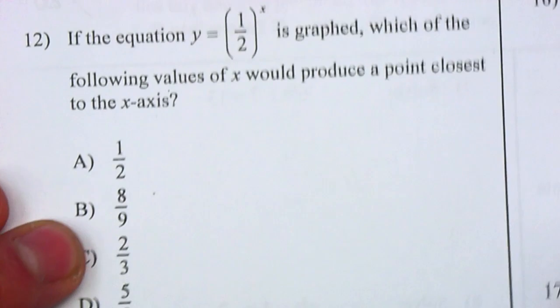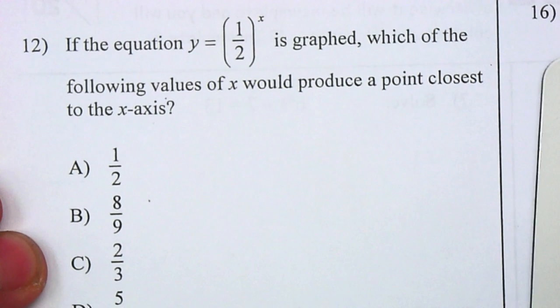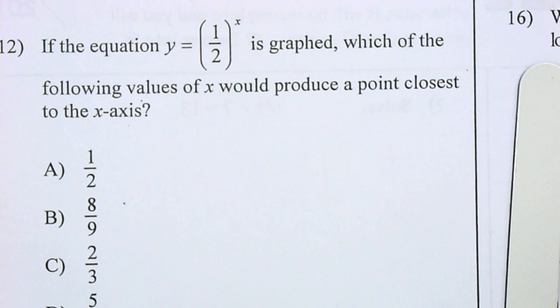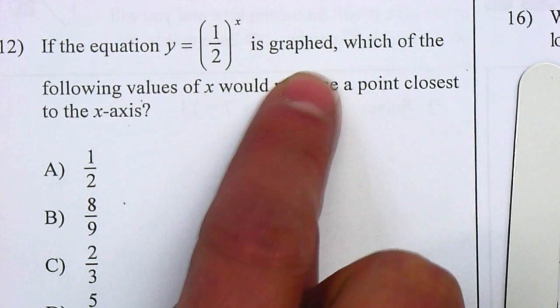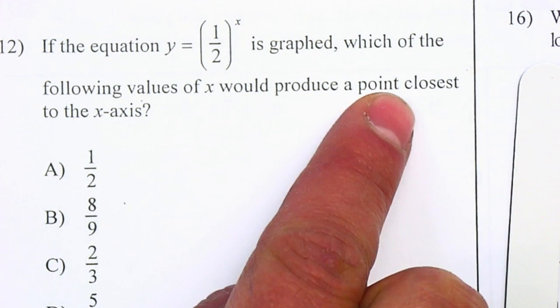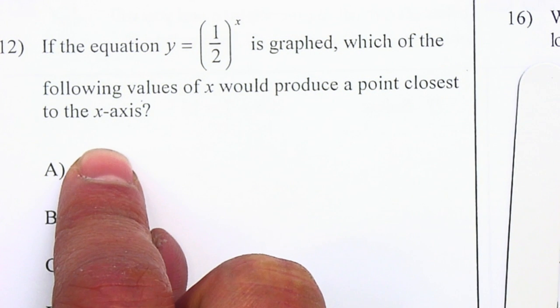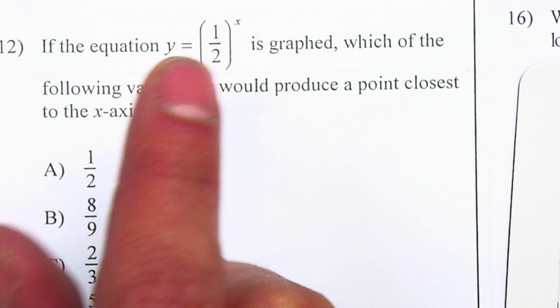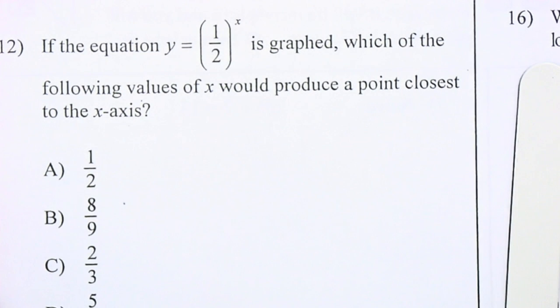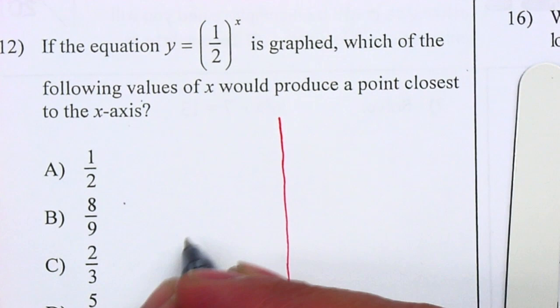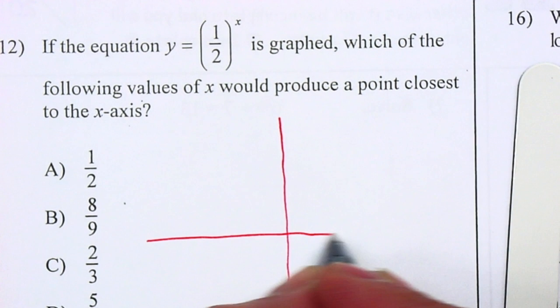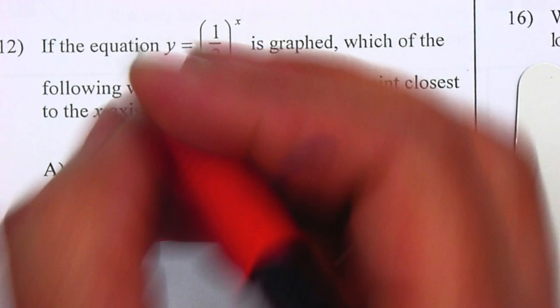On problem number 12, they ask you, if the equation y is equal to (1/2)^x is graphed, which of the following values will produce a point closest to the x-axis? So we need to be able to make a quick sketch of the graph, just to see how the graph behaves, or what it looks like.